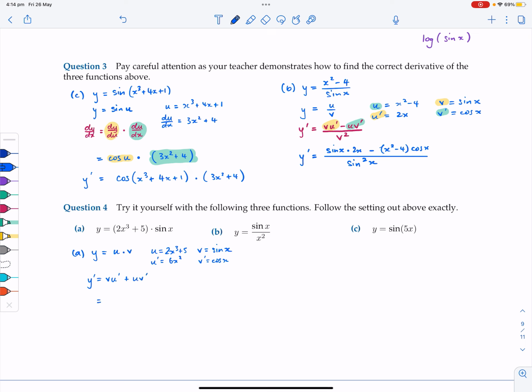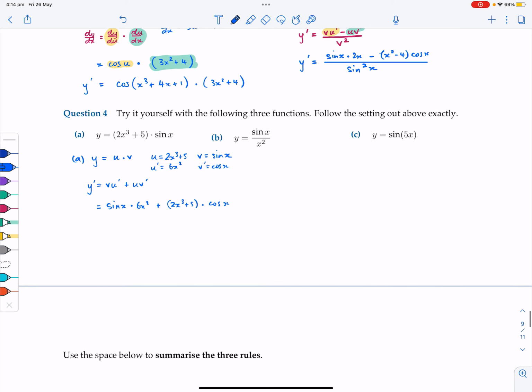The rule: y dash equals vu dash plus uv dash. All right, put it all together. So sine x times 6x squared plus 2x cubed plus 5 times cos x. Okay, so that's fine. Nothing has to change there. I am going to tidy it up a little bit and write these in a consistent order. I'm going to put that before the trig thing, and I've got that before the trig thing already, right? So just 6x squared sine x plus 2x cubed plus 5 cos x. Okay, that's just a little bit tidier.